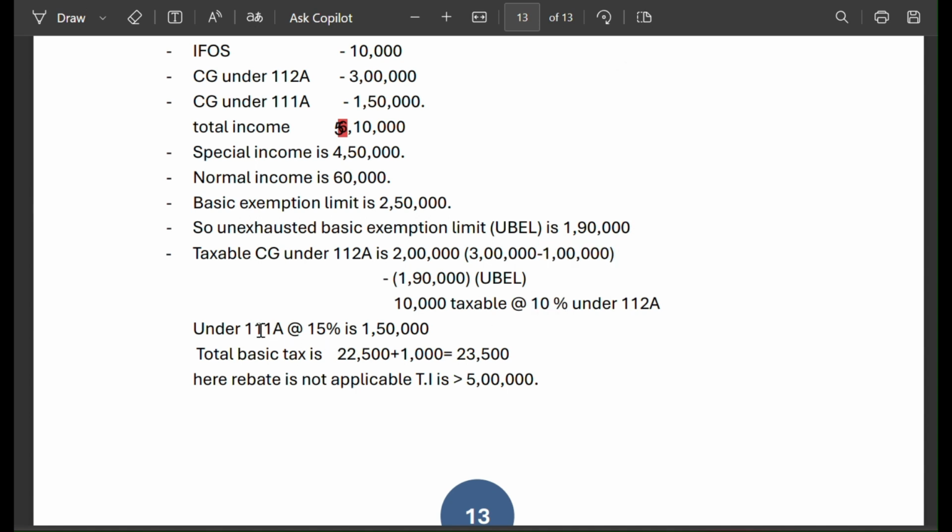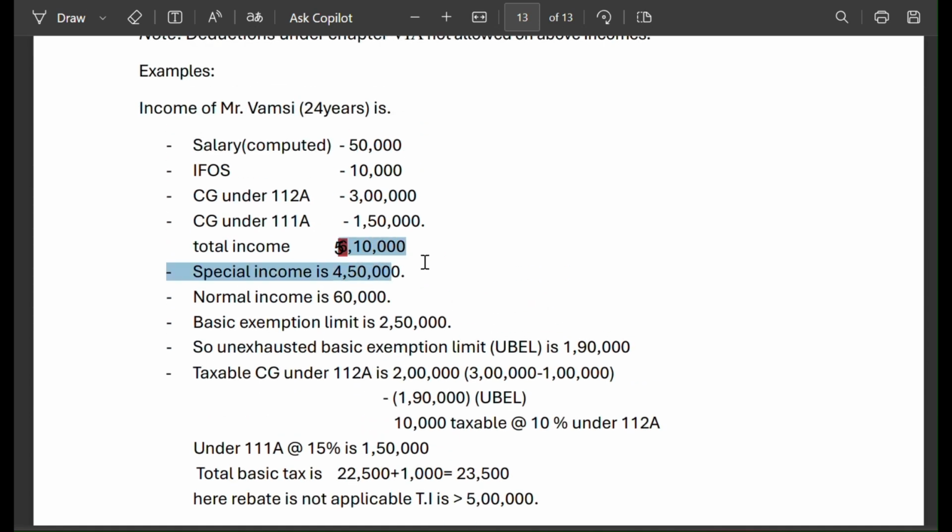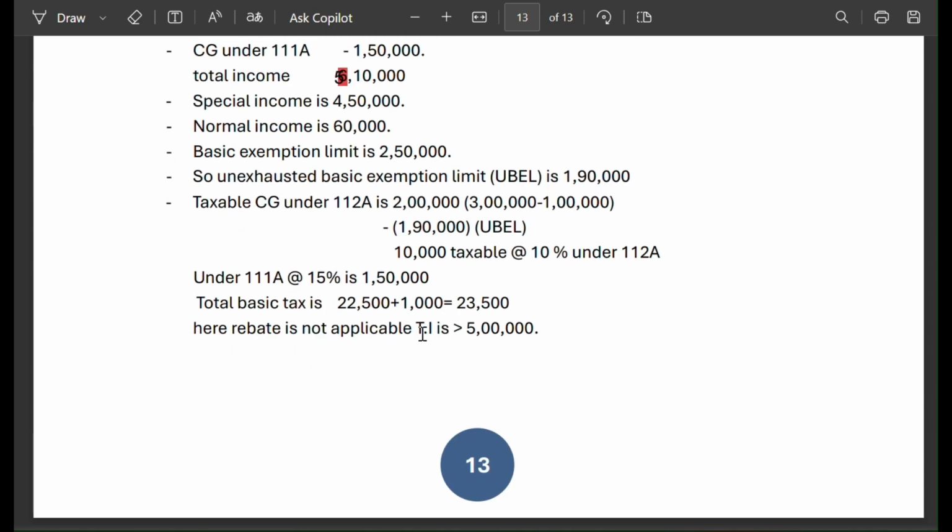Under 111A, the rate is 15%. If it is for May 2025, the rate is 20%. I have taken the old rates as a base. So my tax is 23,500. Here my total income is 5 lakh 10,000, which is greater than 5 lakhs. So rebate is not applicable in this case.